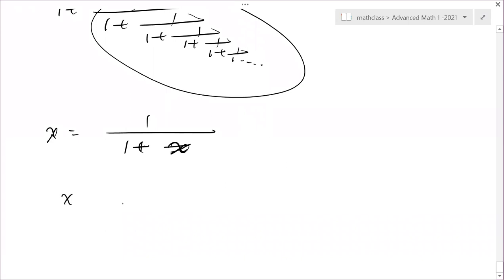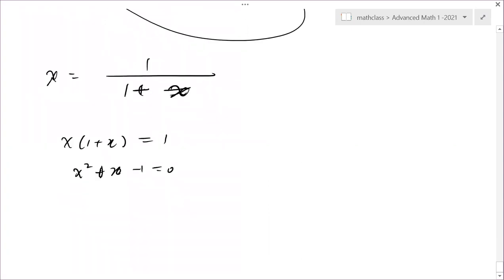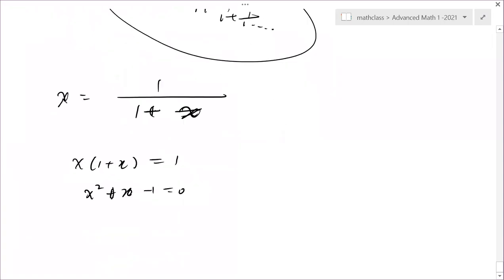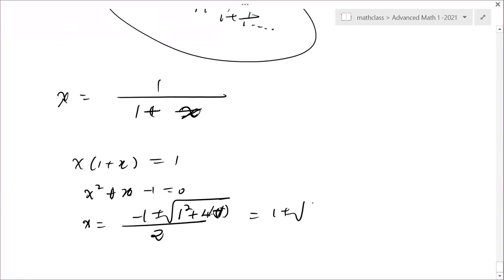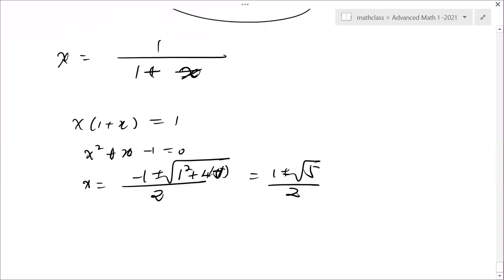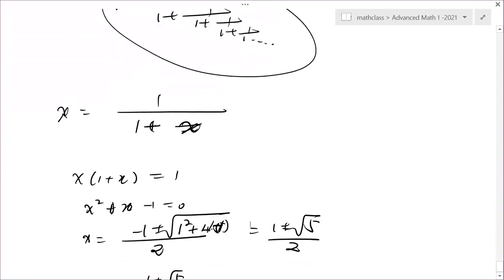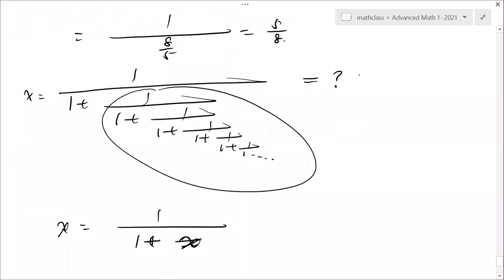So then you can figure out what x is. x times (1 plus x) is 1, so x squared plus x minus 1 equals 0. Then you solve for x. x is going to be negative b plus or minus the square root of b squared minus 4ac, all over 2a. Our x is positive, so you have to choose the positive sign. You will be surprised: this number is going to be 1 plus square root of 5, divided by 2.